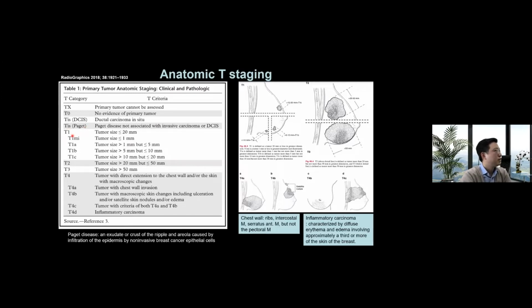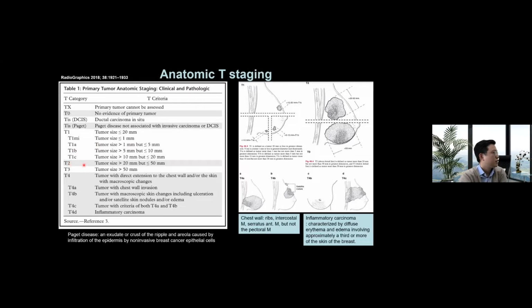And T1 is subdivided into 4 different categories. One is T1mi, which means the tumor size is less than 1 millimeter, and T1a between 1 and 5 millimeter, T1b between 5 and 10 millimeter, and T1c between 10 to 20 millimeter. So the smaller size is divided very narrowly. So we cannot determine this T stage with the FDG PET scan.